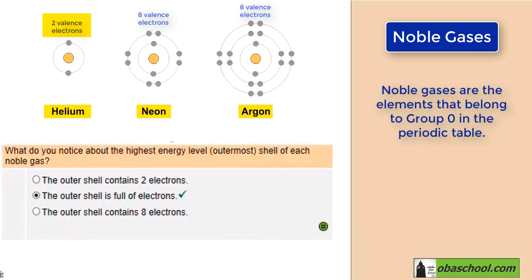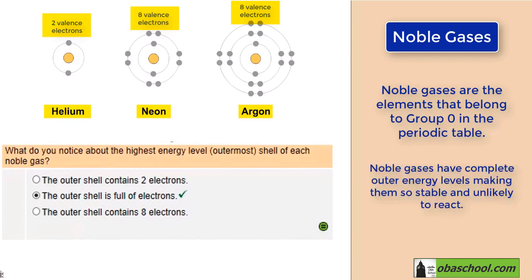Where helium has 2 valence electrons, neon has 8 electrons in its outermost shell, and argon has 8 electrons as well. So in all noble gases, the outer shell is full of electrons. This is actually the reason why noble gases are stable and they are very unlikely to react.